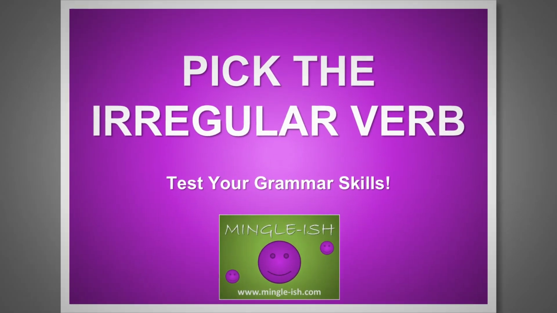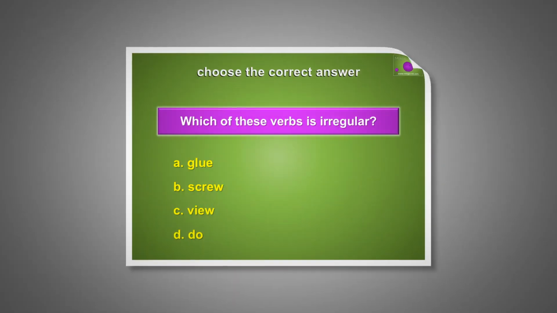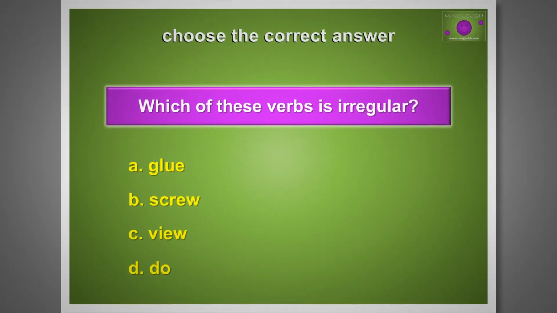Pick the irregular verb. Test your grammar skills. Which of these verbs is irregular? I'll give you 5 seconds to answer. Let's go. Is it A, glue, B, screw, C, view, or D, do?